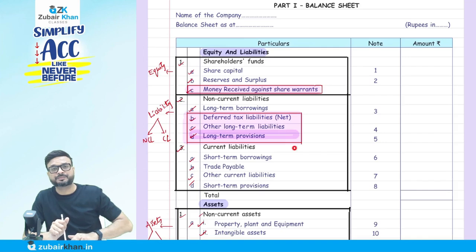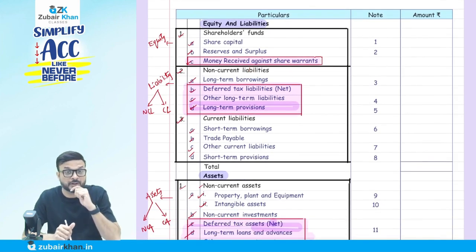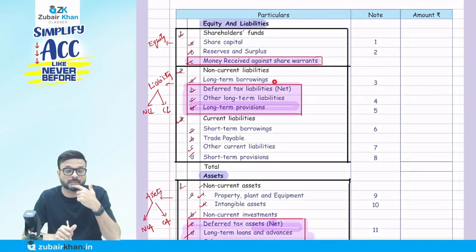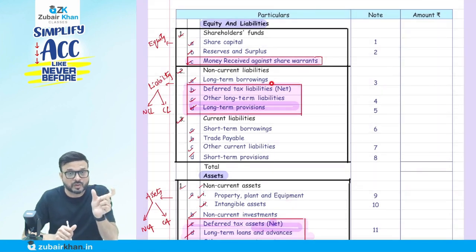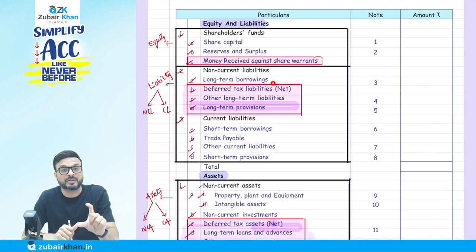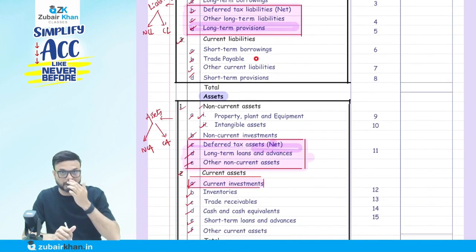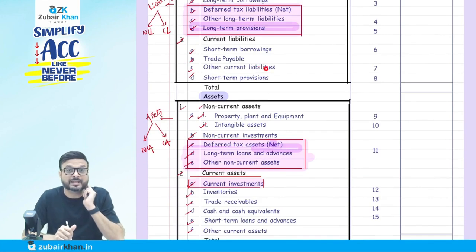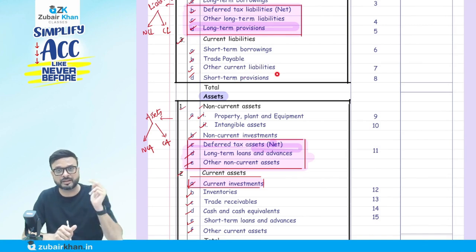So, non-current liabilities, then long-term borrowing. Any borrowing which I am liable to pay after one year, we call long-term borrowing. But remember that the portion of the long-term borrowing which I am liable to pay within 1 year is going to come under short-term borrowing. Trade payable is anything which we purchase on credit. Other current liabilities, for example, salary payable, dividend payable, interest payable, all these are other current liabilities because they don't have any specific heading here. Any short-term provision, for example, provision for tax.